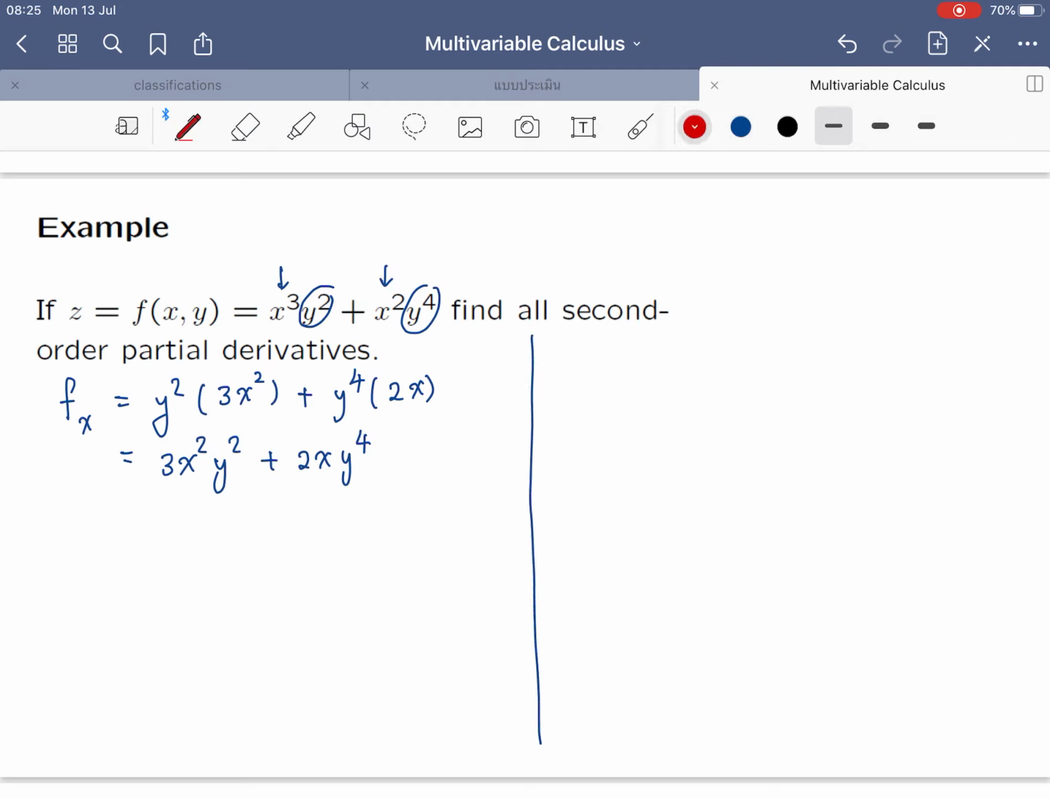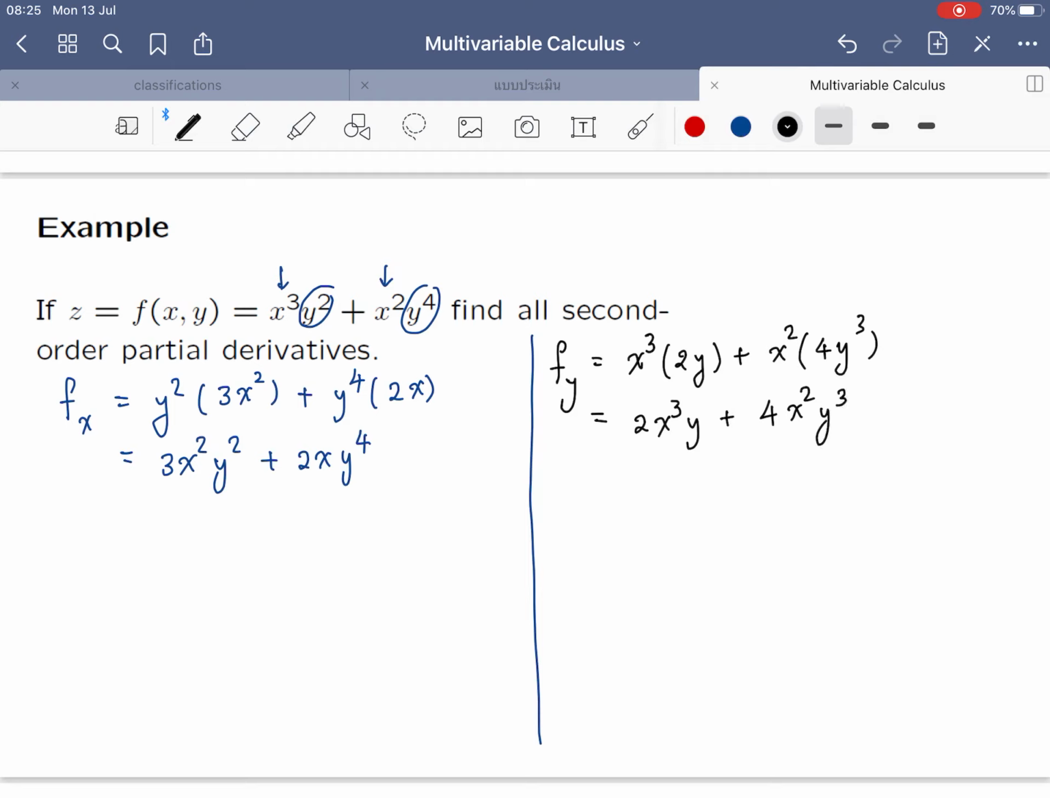And then you do f sub y as well. Here x cubed is a constant, and the derivative of y squared is 2y. x squared is a constant, and the derivative of y to the fourth is 4y cubed. So you get 2x cubed y plus 4x squared y cubed as your f sub y.